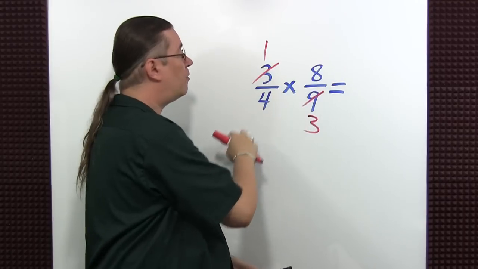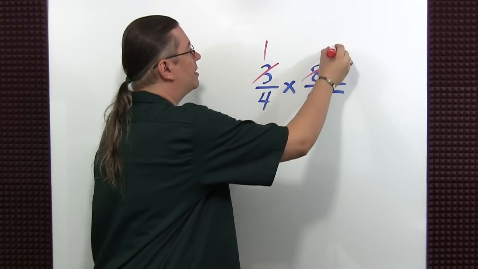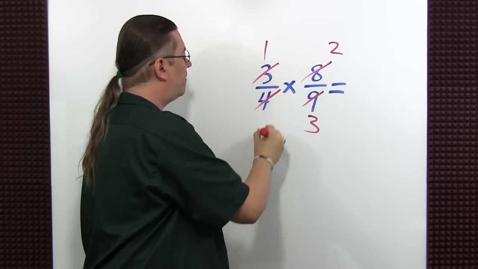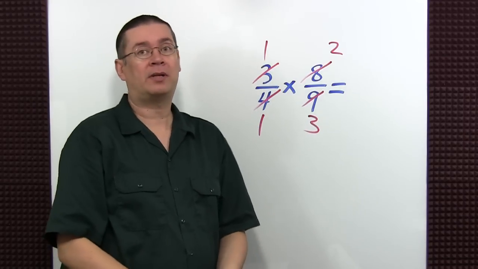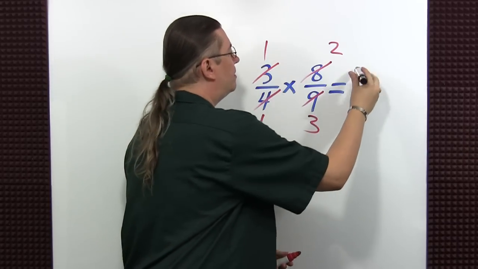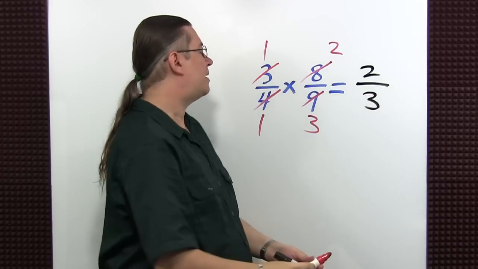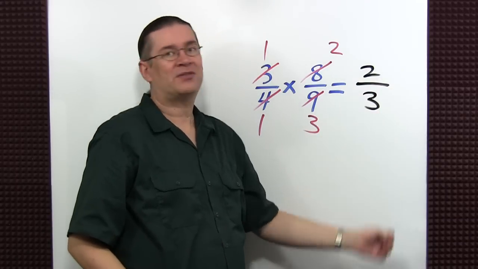Let's try it with 8 and 4. They have a common factor of 4. 8 divided by 4 is 2. 4 divided by 4 is 1. Now just multiply our red numbers together. 1 times 2 is 2. 1 times 3 is 3. Our answer is 2/3.